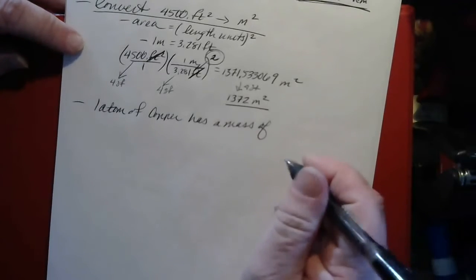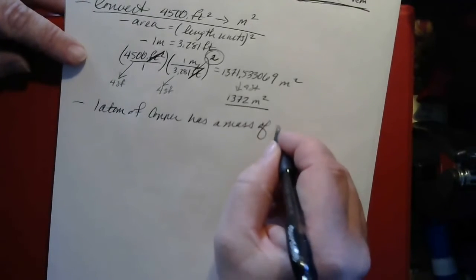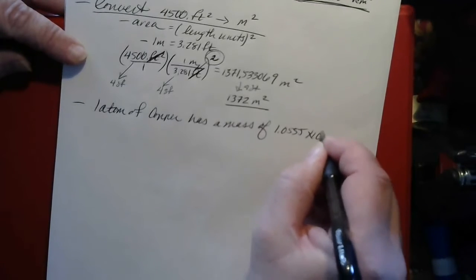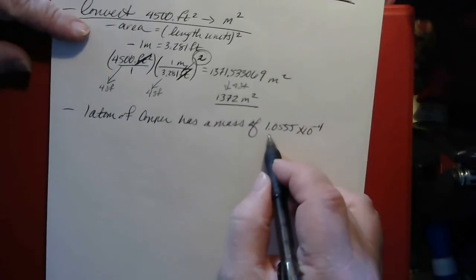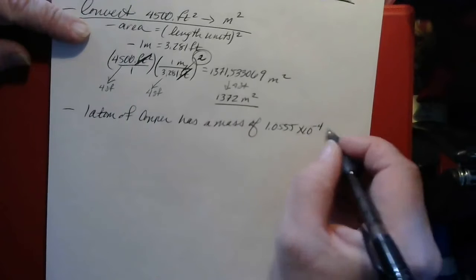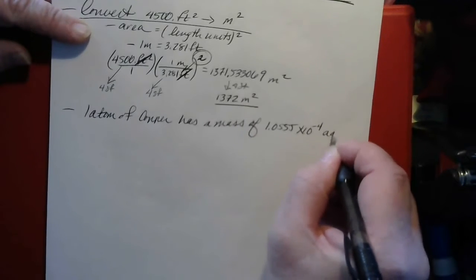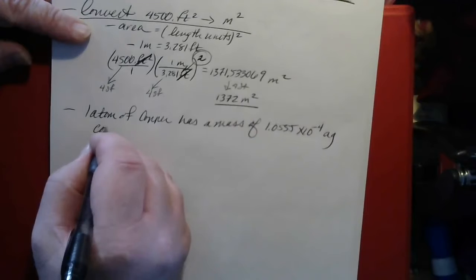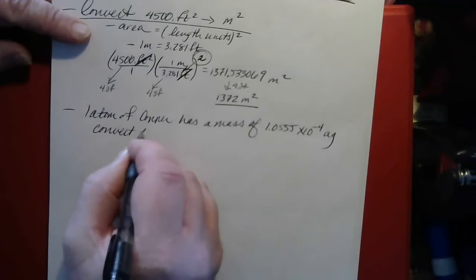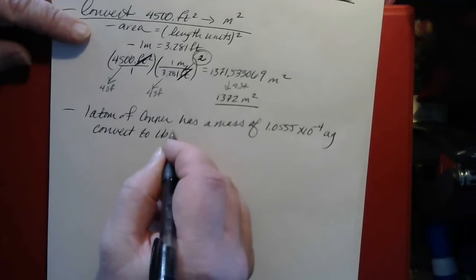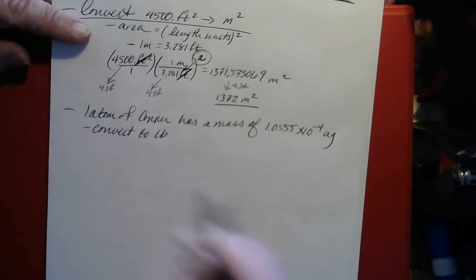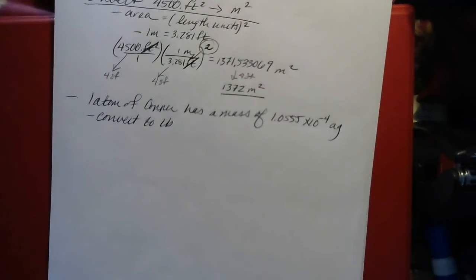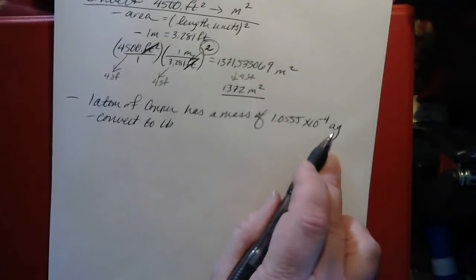One atom of copper would have a mass of 1.0555 times 10 to the minus 4 Ag, and we want to convert it to pounds. Okay, so the first question is, what is an Ag?